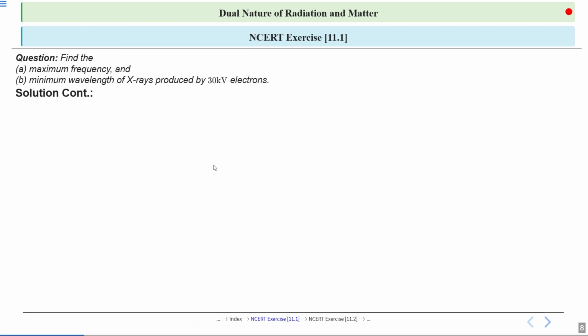Now let's focus on part B of this question, which asks for the minimum wavelength of the X-rays produced. The minimum wavelength corresponds to the highest energy that can be emitted when an electron loses all its kinetic energy in a single collision. So the formula is lambda is equal to c by nu.